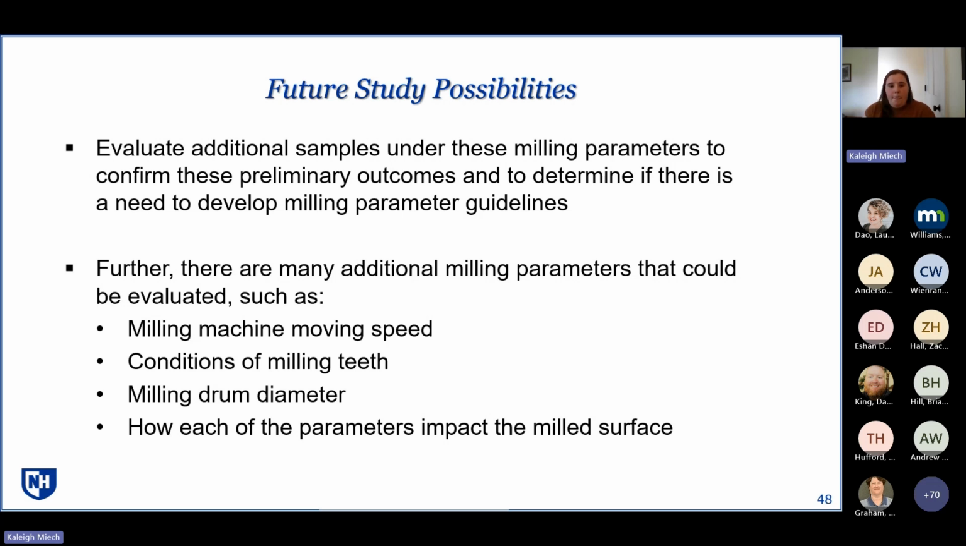in this study. In addition, there are many other milling parameters that could be evaluated, such as the milling machine moving speed, the conditions of the milling teeth, or the milling drum diameter. And in addition, there's other aspects of the remaining pavement that could be evaluated, such as how each of the parameters impact the milled surface, or how potentially other deeper layers are impacted by milling.